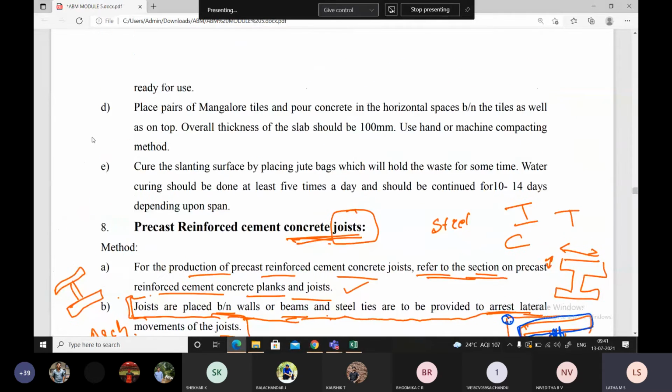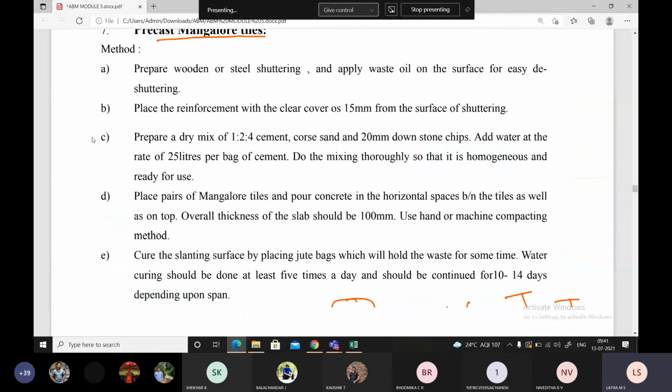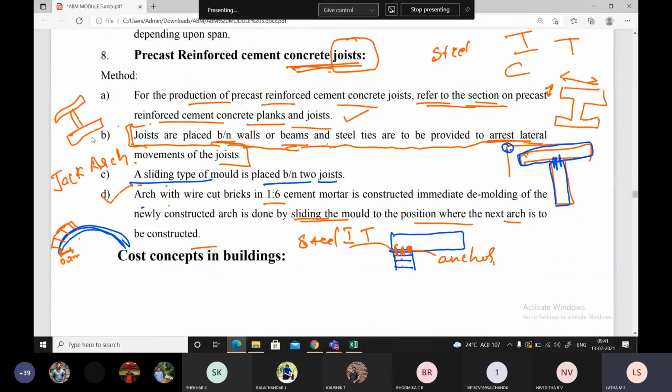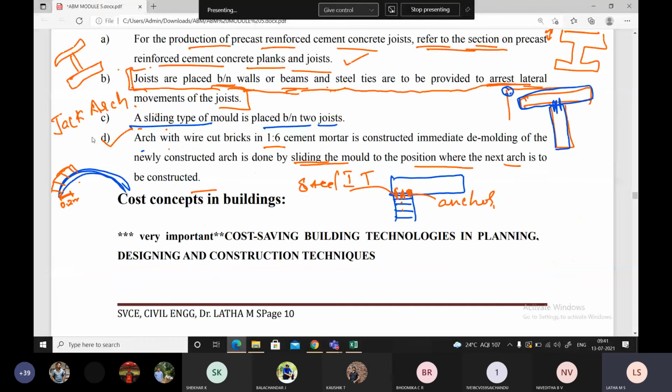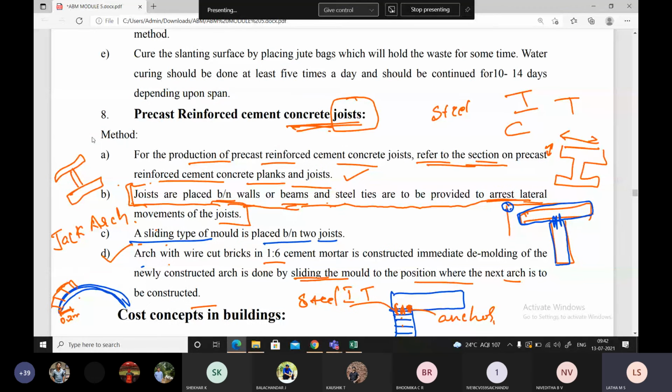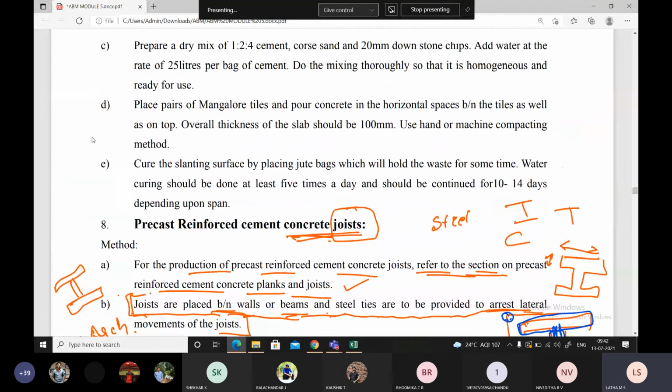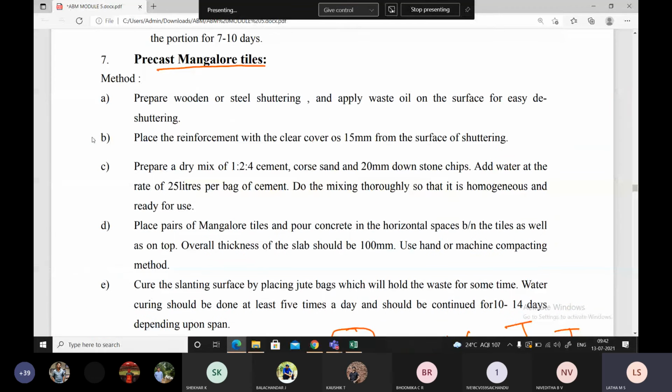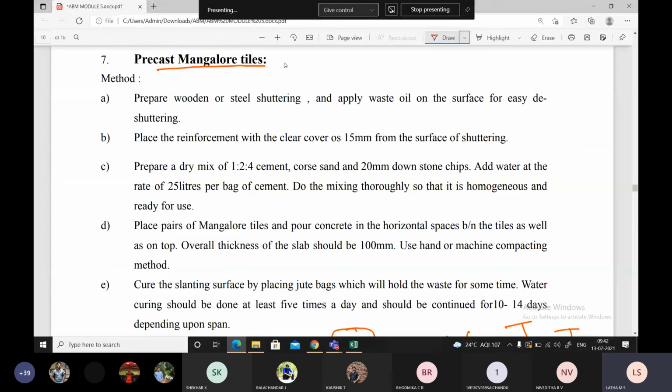Now moving further, the sections of this joist will be discussed later, in the plank section. Now coming to the next, precast Mangalore tiles. This you would have very commonly seen. Am I correct, students? You would have seen them in many places at your own village. This is very commonly used.